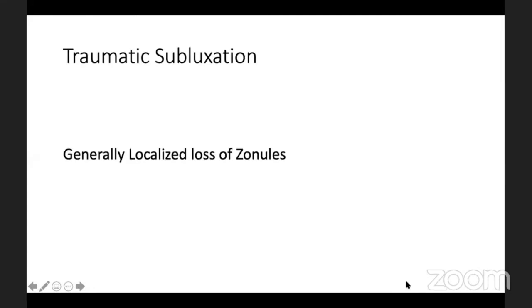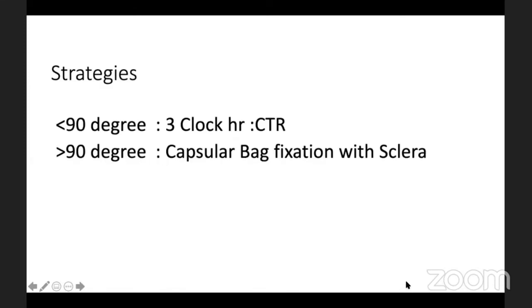Traumatic subluxation is generally a localized loss of zonules. It may be generalized, but most of the time it is localized. The strategies, as the literature and different peer-reviewed journals show, depend on extent: if it is less than 3 clock hours, then probably the nucleus is more stable.